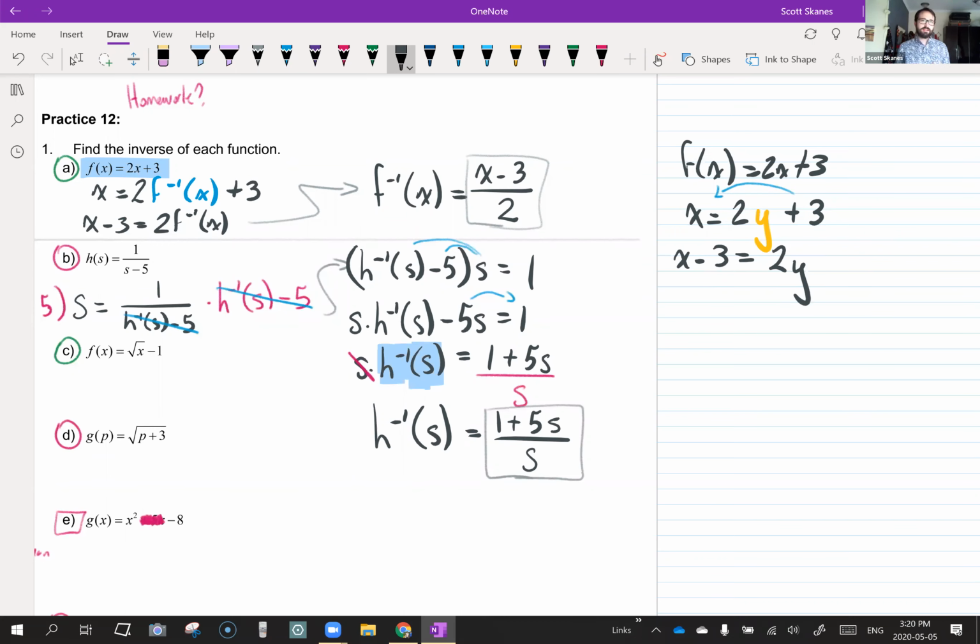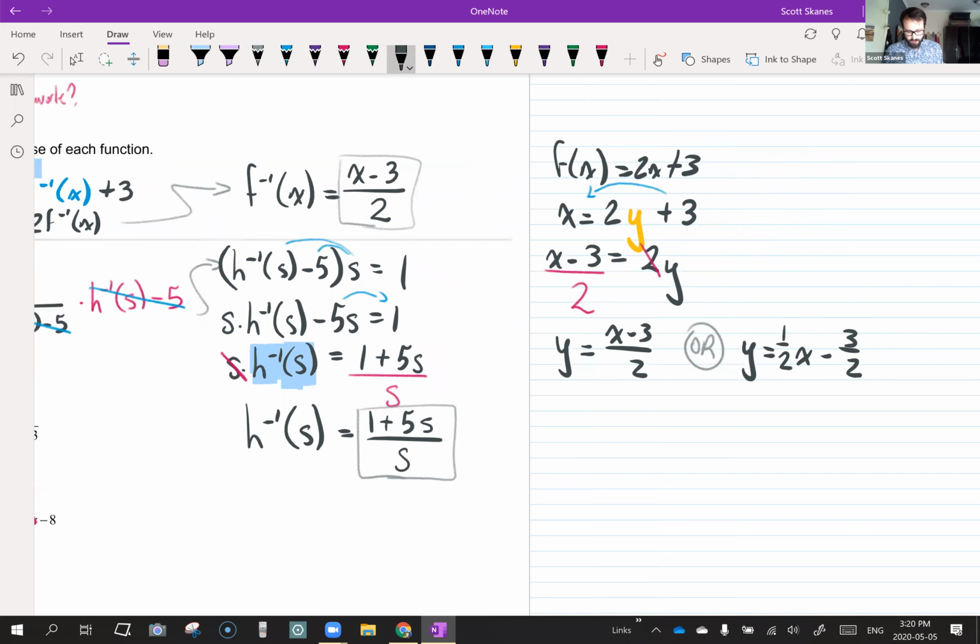In order to get to the y itself, we need to divide everything by 2, which is why I cancel this out. And so really my answer could be y equals (x minus 3) over 2. And I can leave it there. Or you could also say y is 1 over 2 x minus 3 over 2. And that would be the exact same answer.